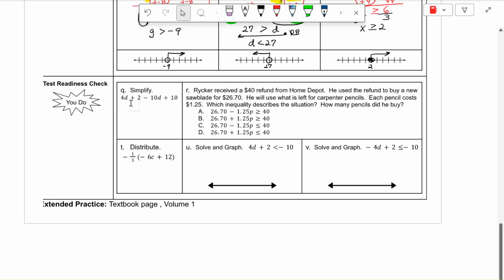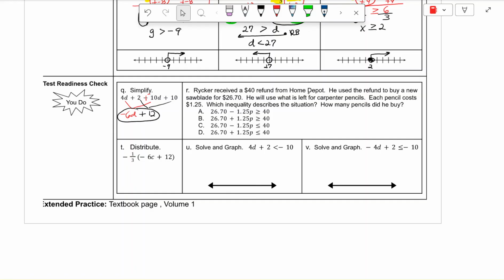So go ahead and try Q now. Q just says to simplify. Do you see anything with equal signs or inequalities? No, this is an expression. So be careful when you work on this. Pause the video and try Q now. Okay, hopefully you got negative 6d plus 12 and that you did not add these together because they are not like terms. That is as far as you can go. Negative 6d plus 12.